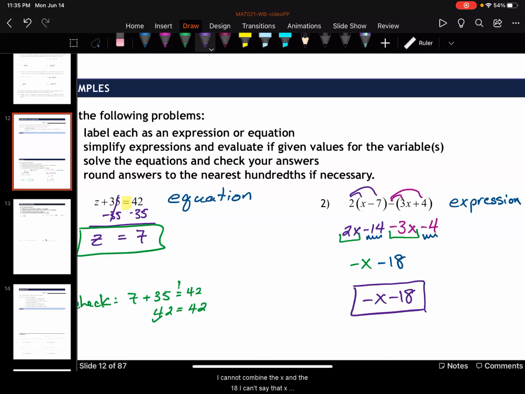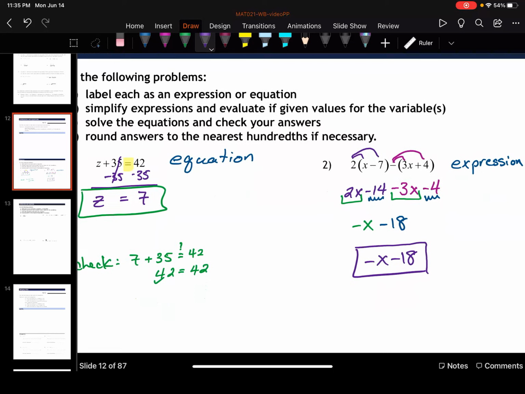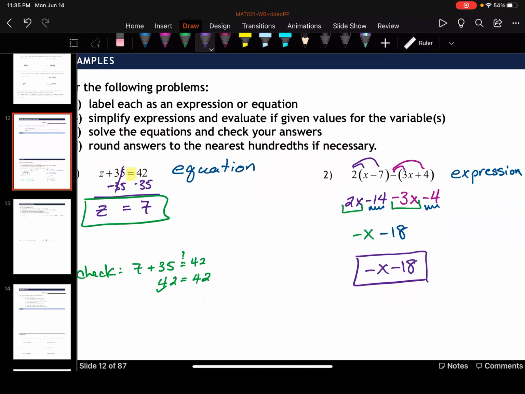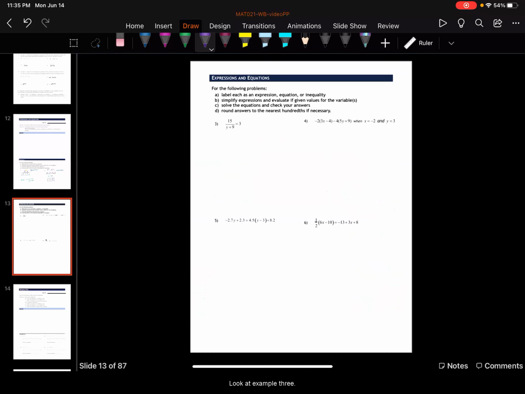I cannot combine the x and the 18. I can't say that x equals 18. I do not know what x is. Okay, so for an expression, it's okay to have a set of terms as your answer. Again, with an expression, you will not have an equal sign in your answer. All right, let's look at example 3.